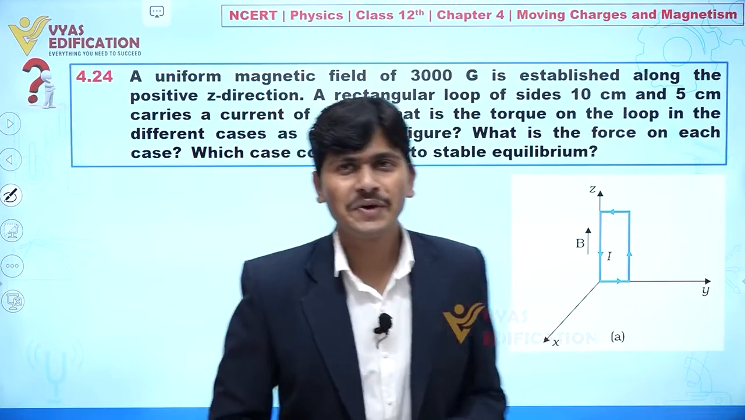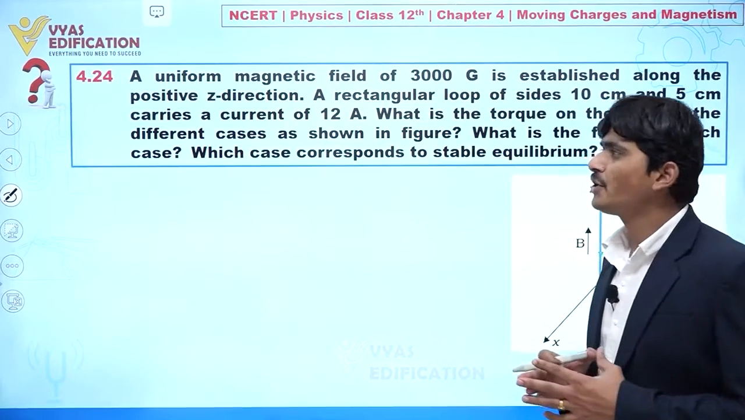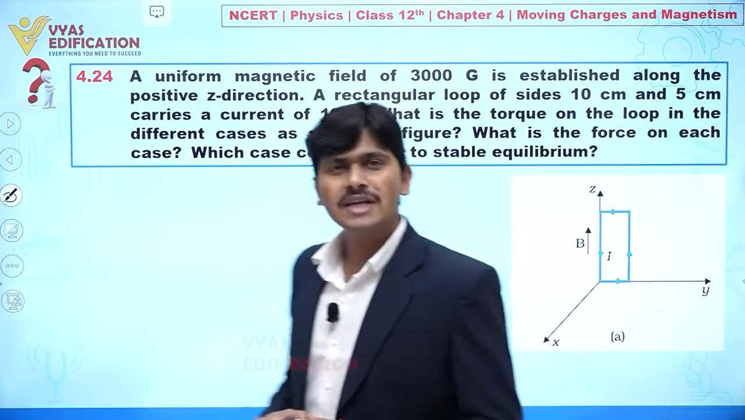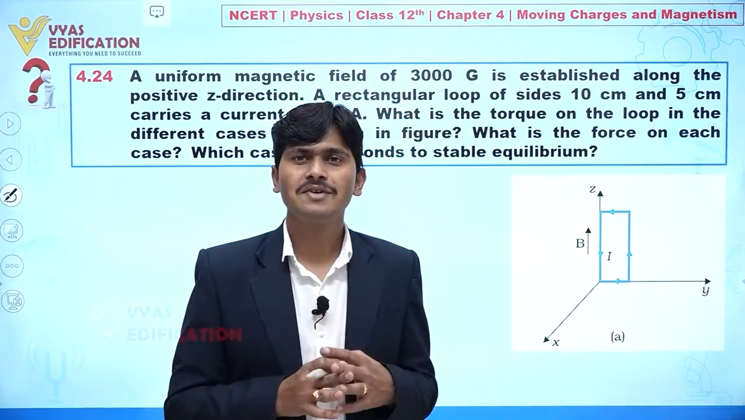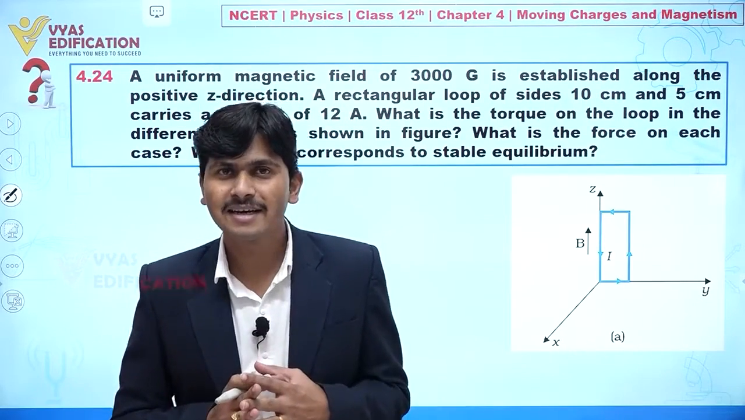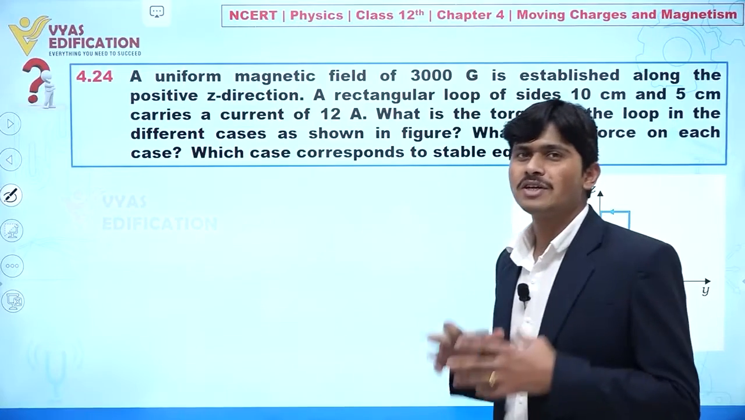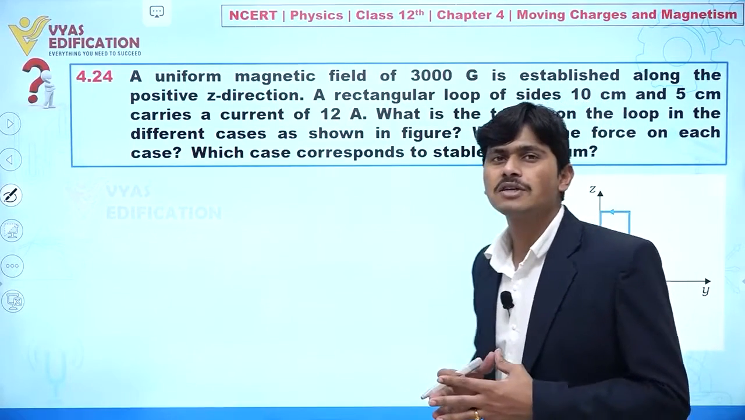Now dear student, we are going to discuss question number 4.24, and in this question we have parts A to F, in total. Clear? So now let us try to understand what this question is and what our objective is.